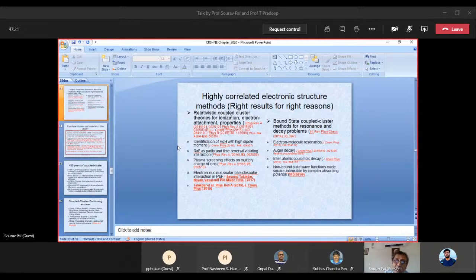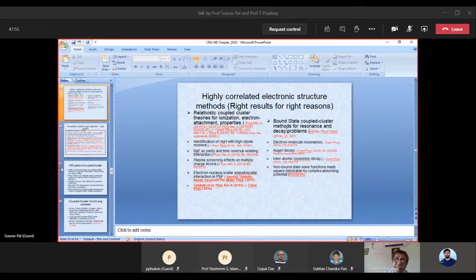All right, so one of the things that we are doing is called the highly correlated electronic structure method. So this is very important. As I told you, electron correlation is extremely important for atoms and molecules. And this is where we coin a very important phrase that is called getting the right results for the right reasons. I think that's a very important phrase. You can get right results for the wrong reasons. I hope you understand. Because of error cancellation in the theory, there can be two errors which cancel. So for a wrong reason, you may get right result. But what is important is to get right results for the right reasons.